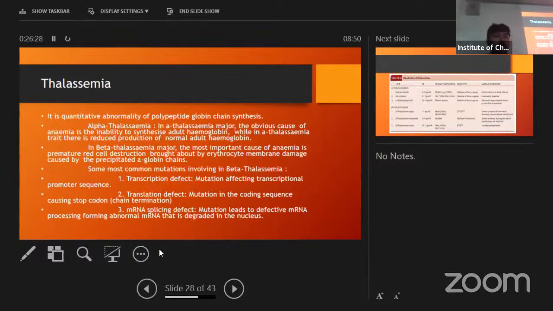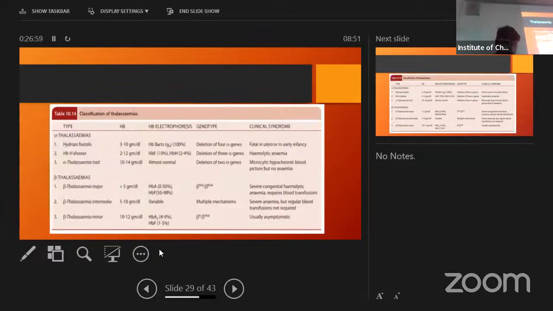Now, a little bit about other types of hemolytic anemia, like thalassemia. It is basically a quantitative abnormality of the polypeptide globin chain. There are two major types, alpha thalassemia and beta thalassemia. In alpha thalassemia, there is inability to synthesize adult hemoglobin, whereas in beta thalassemia, there is premature red cell destruction due to deposition of the alpha globin chains in the red cells as Heinz bodies. The most common mutations are transcription defect, translation defect, and mRNA splicing defect.